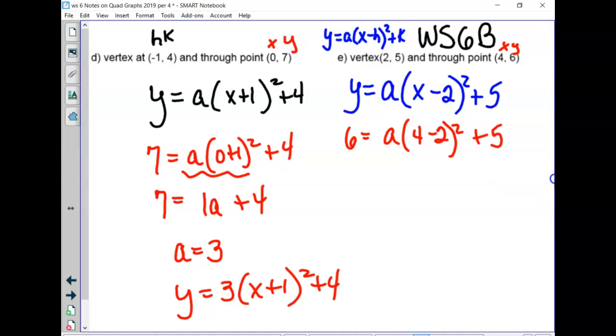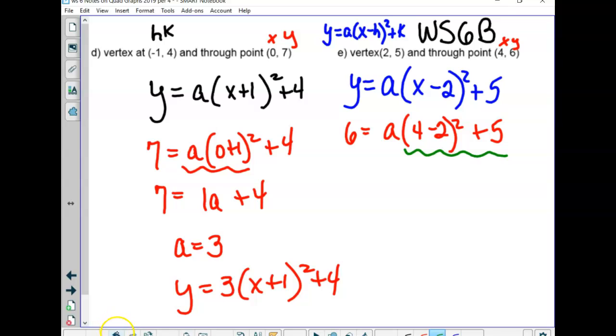Do you know what everybody does wrong? They want to type this in all together. Can I do 4 minus 2 is 2, squared is 4, plus 5 is 9? Anybody know why I can't do that? Okay, you're making me nervous here. Nobody knows why I can't. Okay. Thank you, Brandon.